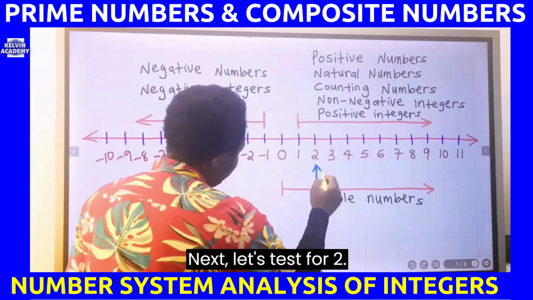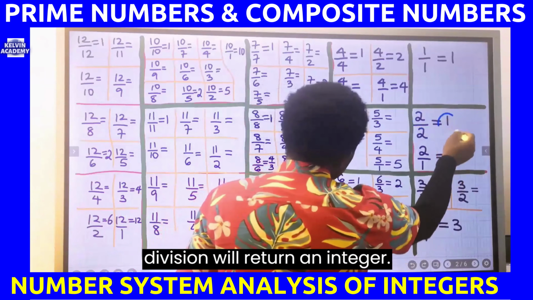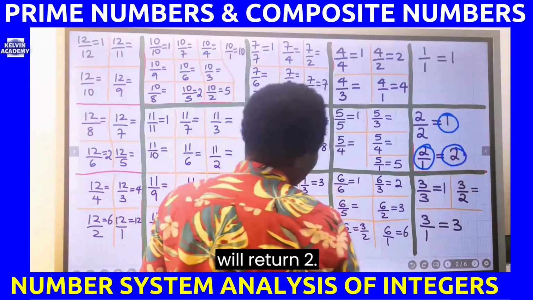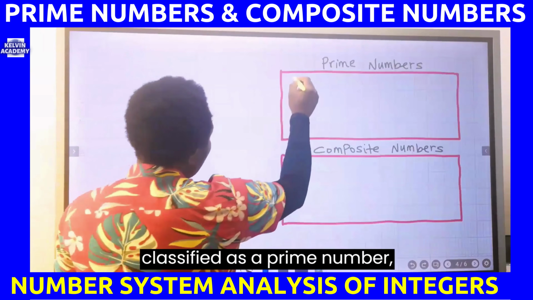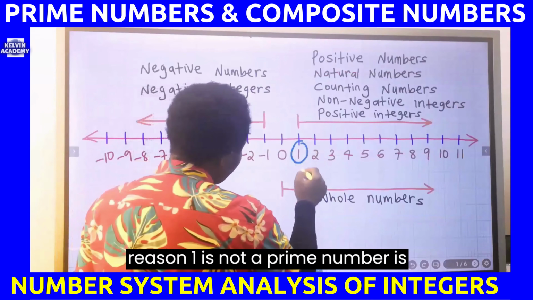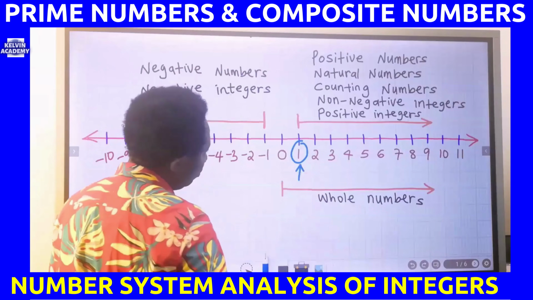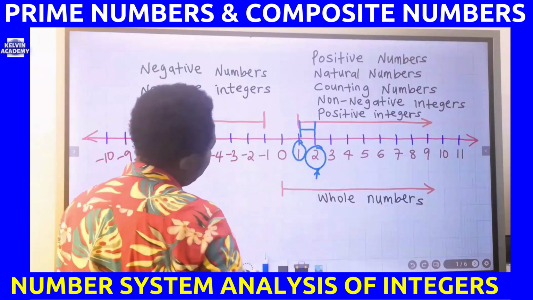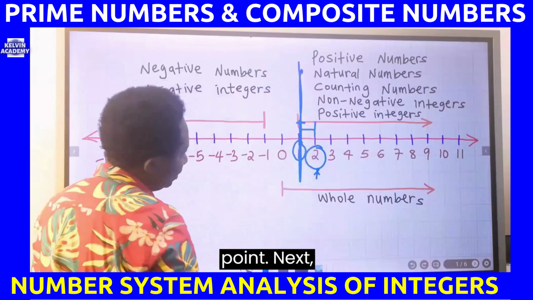Next, let's test for 2. 2 will divide 2. The division will return an integer. Likewise, 2 divided by 1 will return 2. Because 2 actions have been performed, 2 is classified as a prime number, not a composite number. The reason 1 is not a prime number is that it can perform action on itself and nothing more. 2 can perform action on itself and on 1. Remember, this is the boundary and nothing goes beyond these points.